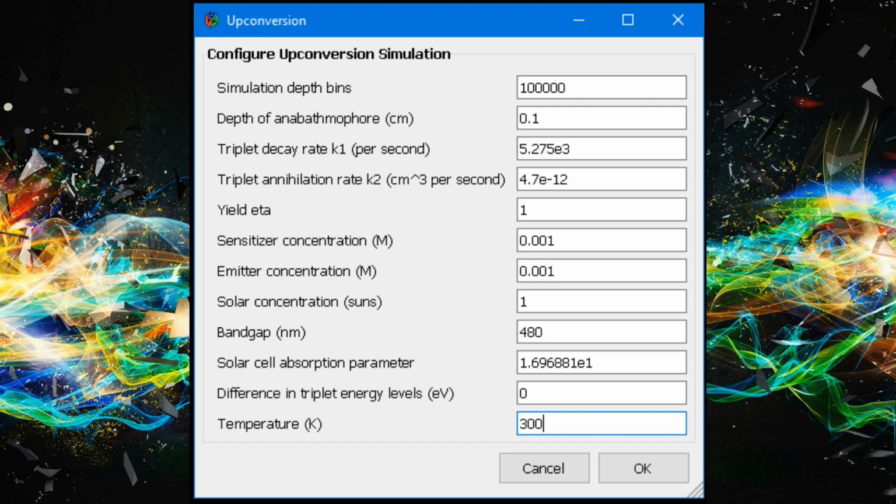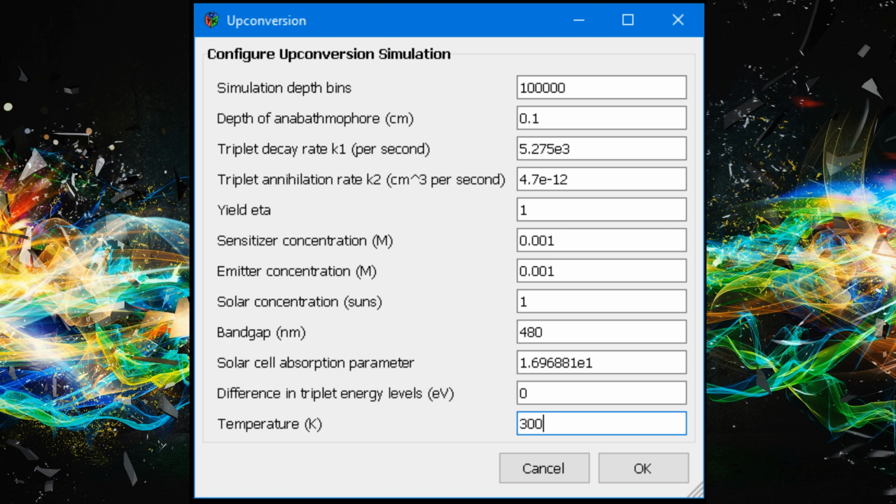The first number you input is the simulation depth bins. This is a critical value, which is somewhat confusing. Simulation depth bins controls both the systematic and the random error of your calculation. If you want to create a high quality calculation, we recommend that you use at least 100,000 depth bins. If you just want to run the simulation quickly to see if it works, then we recommend you select 100 depth bins. This will introduce a lot of error into your calculation, but will be quick.